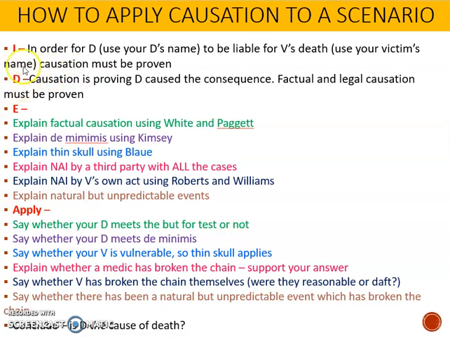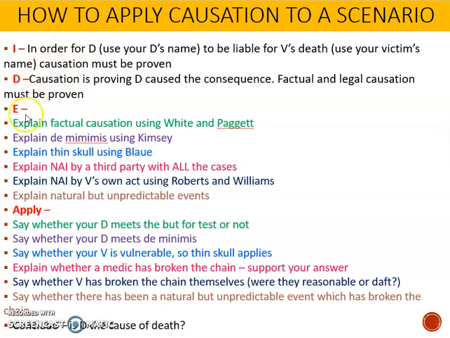And then you define the issue that you've said it is. So we've said it's all about causation, so then we define what causation is. So causation is proving that the defendant caused the consequence. Factual and legal causation must be proven. So your D, again, is short. Okay, that is your definition of what you've identified.